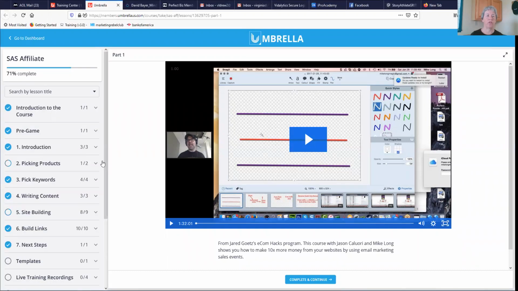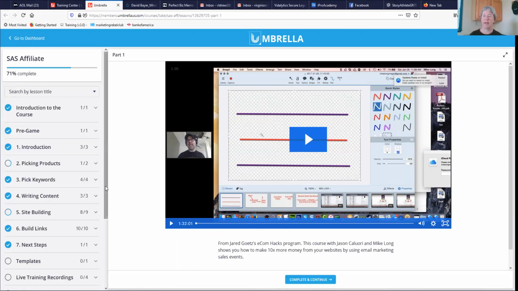modules in the course: introduction, pregame. They tell you how to pick affiliate products, what would be good ones to promote and what would not be. How to pick keywords once you have a product. There's certain tools that they use that make picking keywords easier. Writing content, how to write content, and if you don't want to write it, where to go to get content written for you.